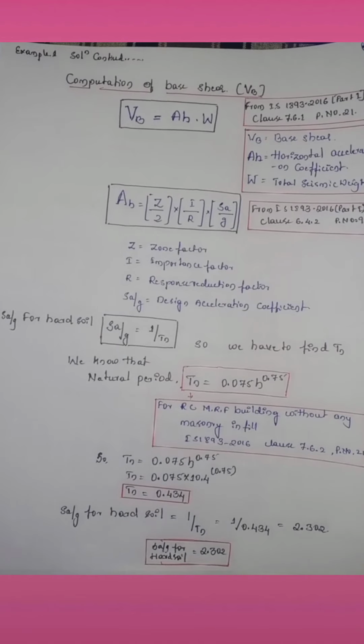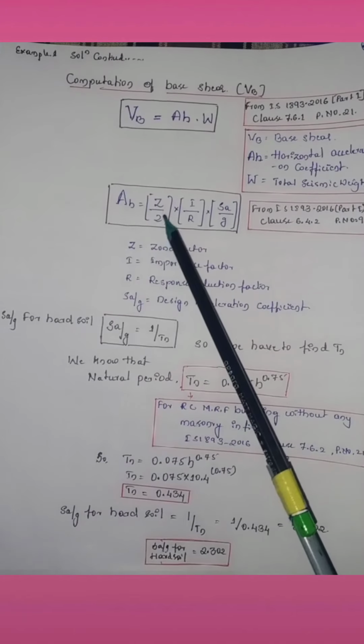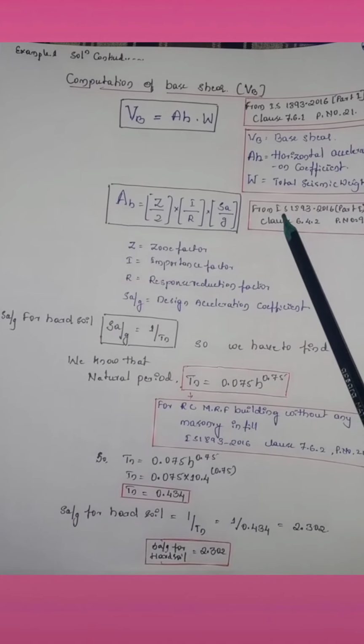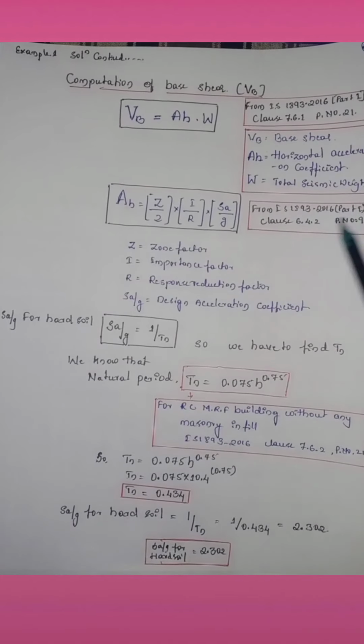Here we have this formula, but we don't know AH. We need to calculate AH first. How to calculate AH? For AH, again there is a formula. AH means horizontal acceleration coefficient. I have discussed these things already. AH is equal to Z by 2 into I by R into SA by G. This is from IS 1893 2016 part 1, clause 6.4.2, page number 9.